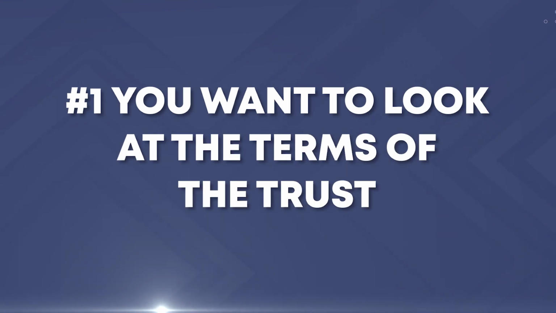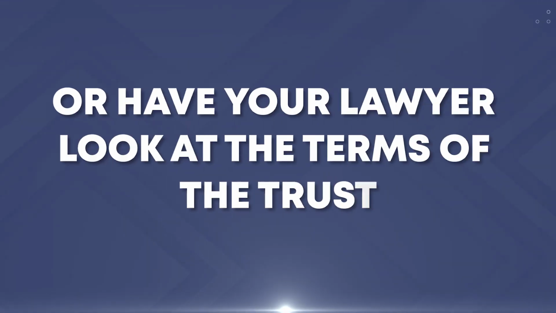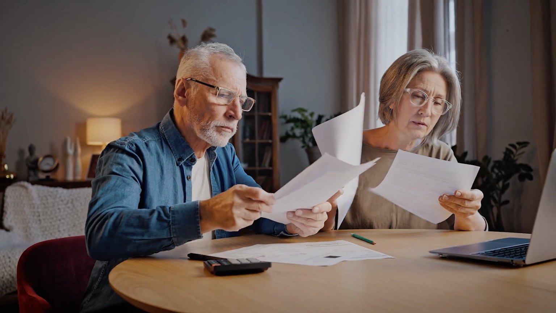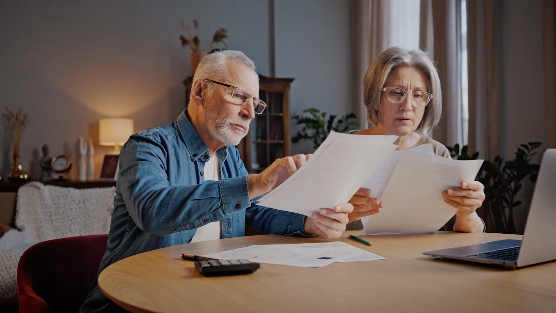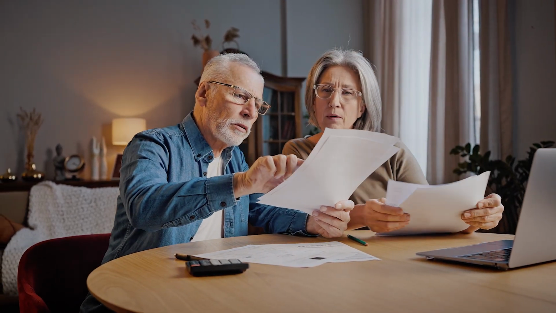First is you want to look at the terms of the trust, or have your lawyer look at the terms of the trust. Many trusts drafted these days have a procedure in place for removing a trustee, and it might be something like, if all the income beneficiaries agree, then we can remove the trustee. Some would say if a majority of the income beneficiaries or a majority of the grantor's children, the person who made the trust, their kids, a majority of those kids could remove a trustee. So looking through the trust is the first thing that ought to happen.